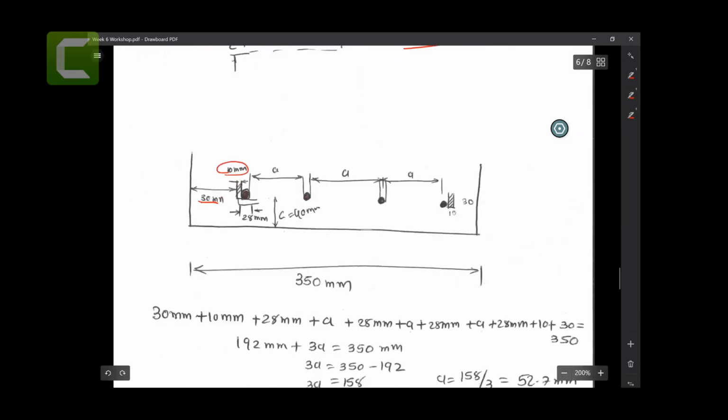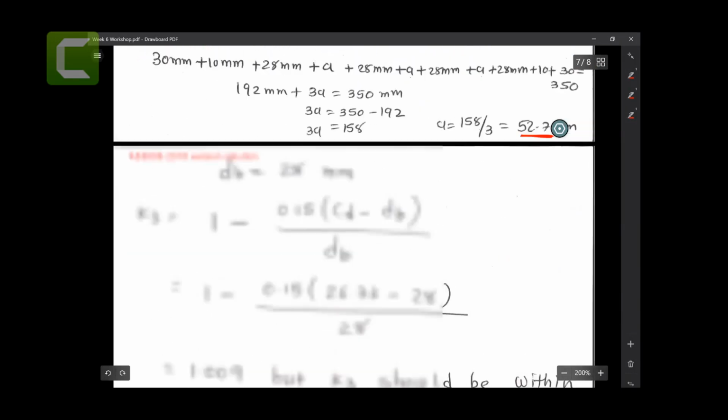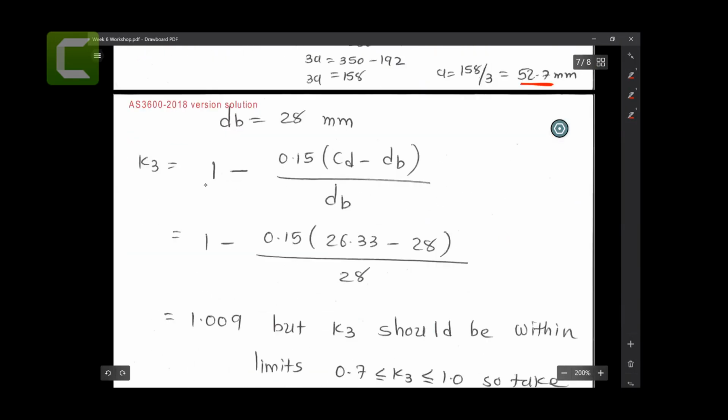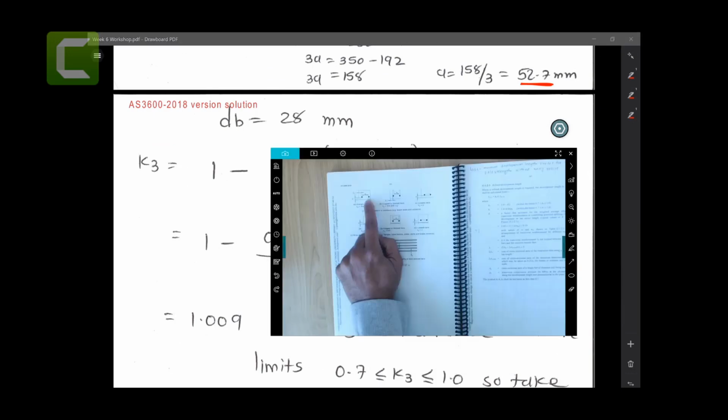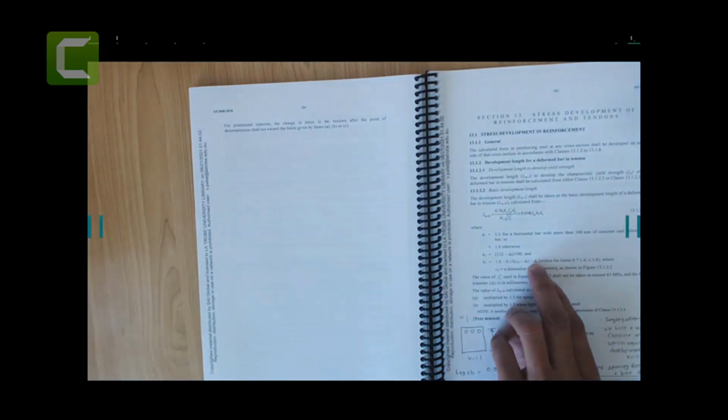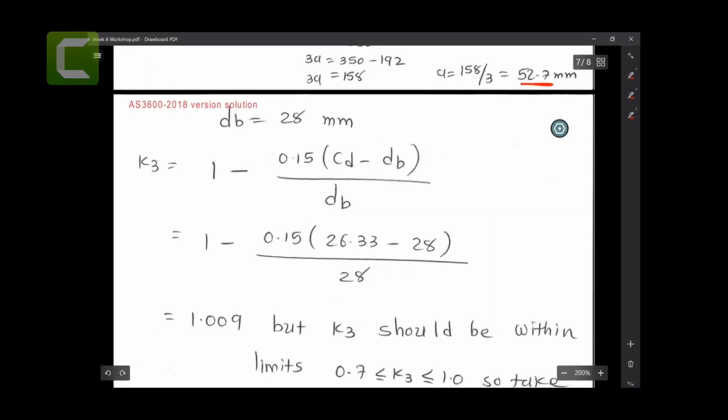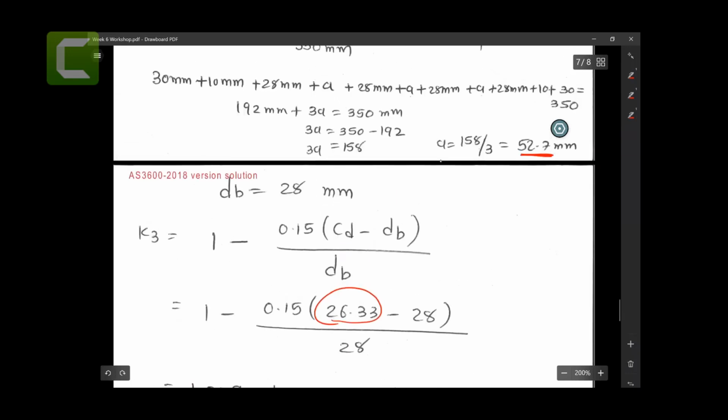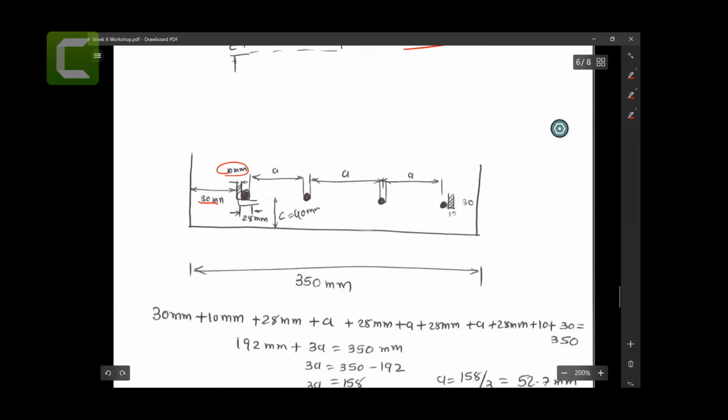You plug that value into K3. K3 is equal to 1 minus 0.15 times (CD minus dB) over dB, coming from these equations, and you just plug that value in. CD is 26.33, which we just got from here.